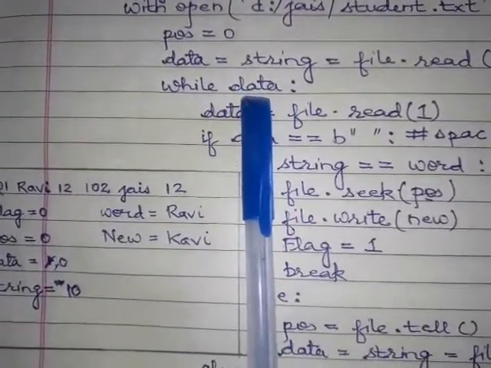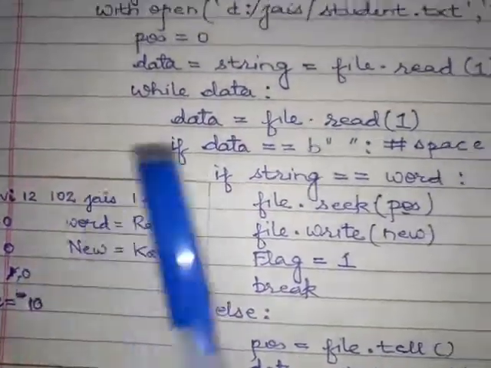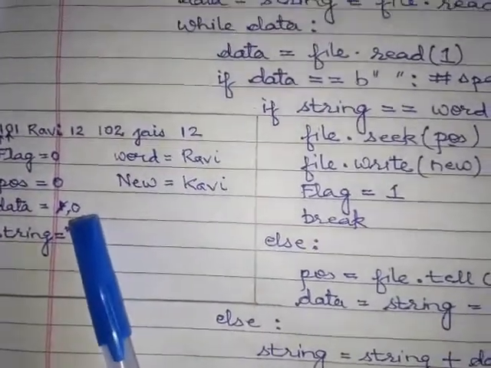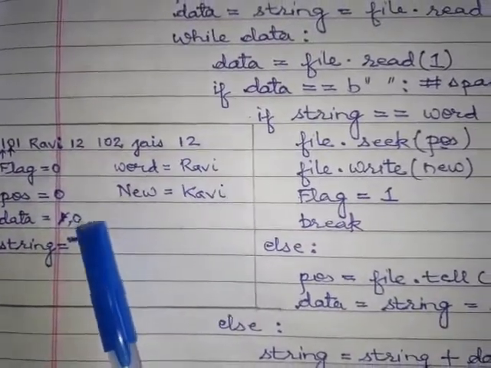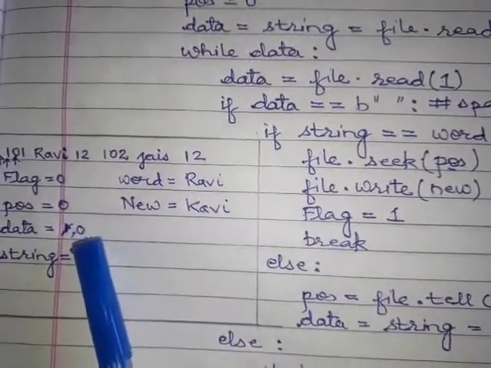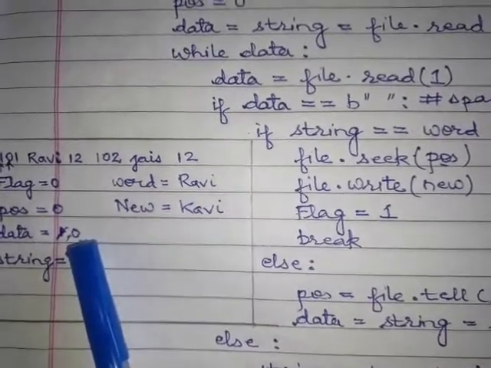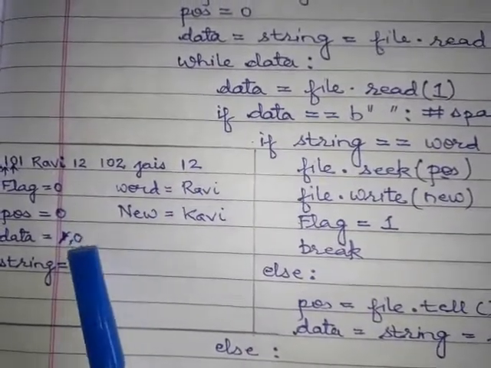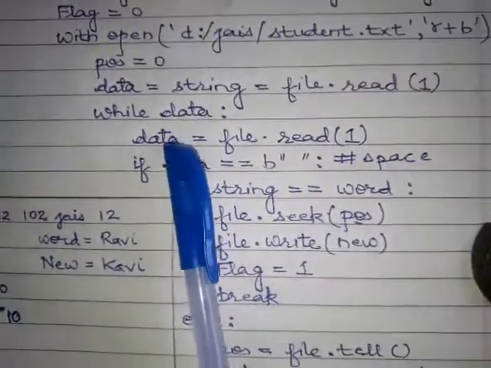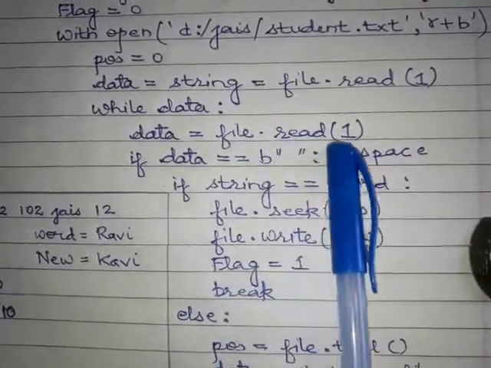Now while data, what is the value of data? 0, which is not an empty string, so again it is true. 0 here is a string, not a numeric value. The string 0 is not a false value, but numeric 0 is a false value. This is a string, so it is a true value. So again we entered the while loop, data equals file.read(1).